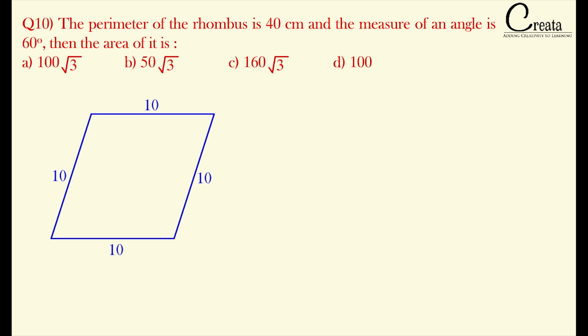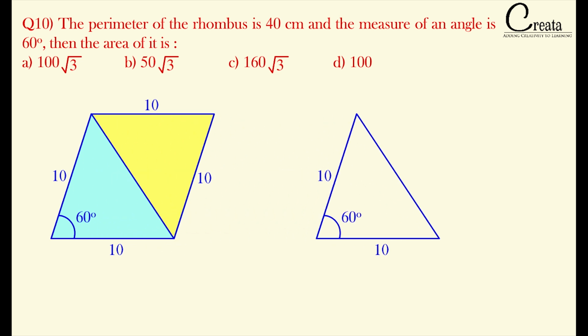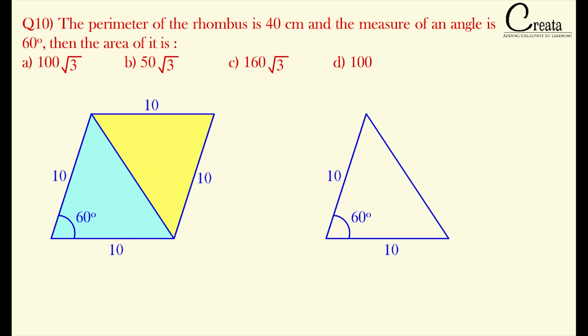Moving further, in the question it is given as the measure of an angle is 60 degree. Means one angle of a rhombus is given as 60 degree. Let's take this angle as 60 degree. Now for this rhombus, we know one angle and all the 4 sides of this rhombus. Moving further, are you able to observe this rhombus is divided into these 2 triangles? If we take this triangle out of the figure, are you able to observe the 2 sides of this triangle is given as 10 centimeter? Means this is an isosceles triangle.